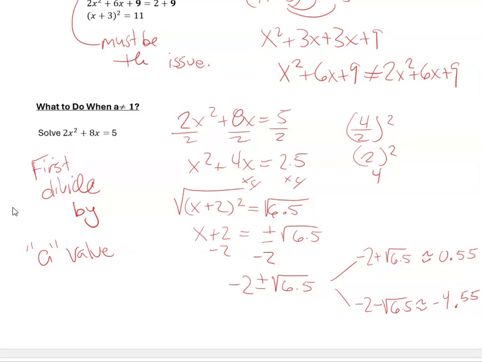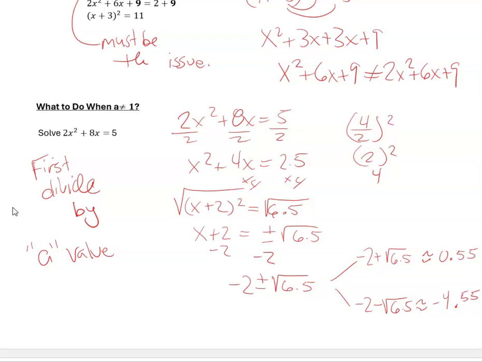You would then subtract the 2 from both sides, and you end up with an answer of -2 plus root 6.5 and -2 minus root 6.5. And you could put those in your calculator and get your approximate answer of 0.55 and -4.55. Now, we could go over and test this out using Desmos.